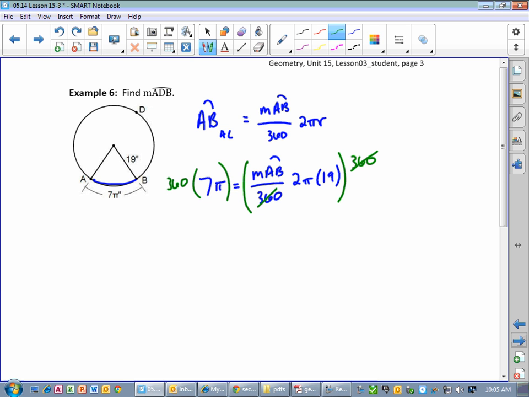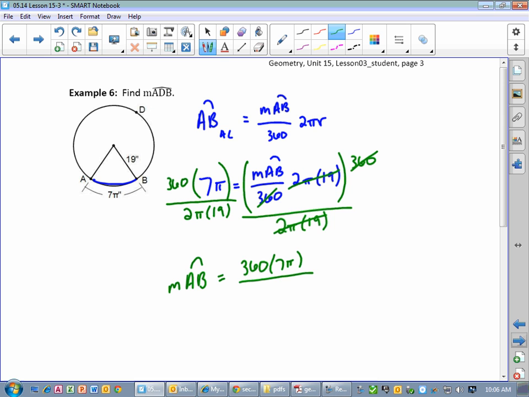Do we have any more division? So we have multiplication. Okay, so we're multiplying here. How do we get rid of multiplication? So we divide both sides by 2 pi times 19. Okay, well, let's see here. 2 pi times 19 divided by 2 pi times 19, those divide out. And so the only thing we have left over here is the measure of arc AB, which is kind of what we're looking for. Not exactly, but kind of. That equals 360 times 7 pi divided by 2 pi times 19.